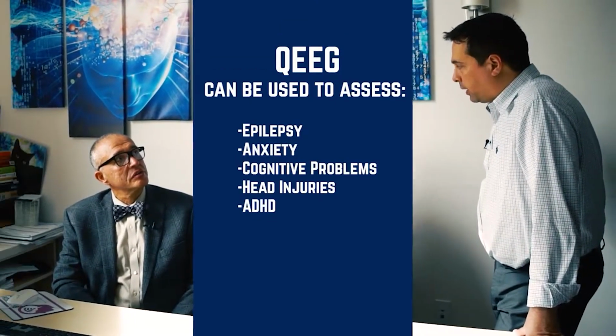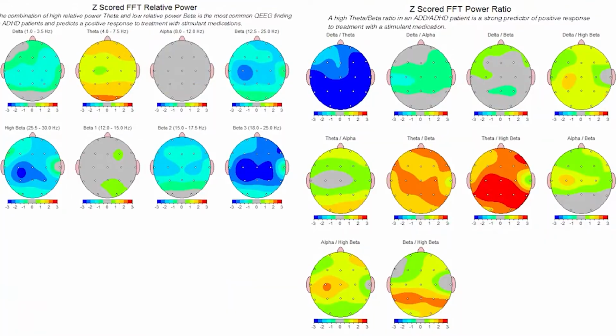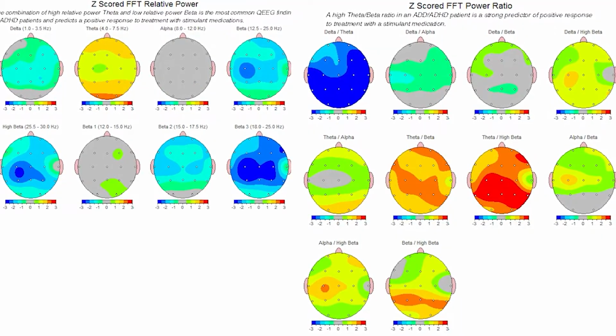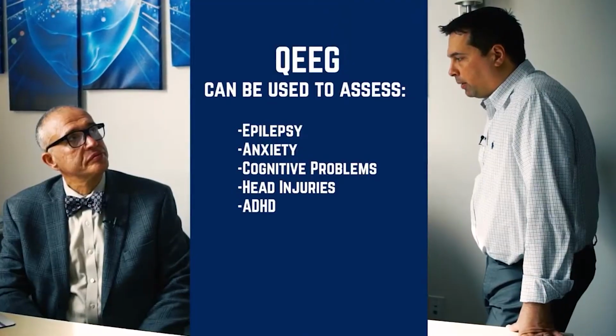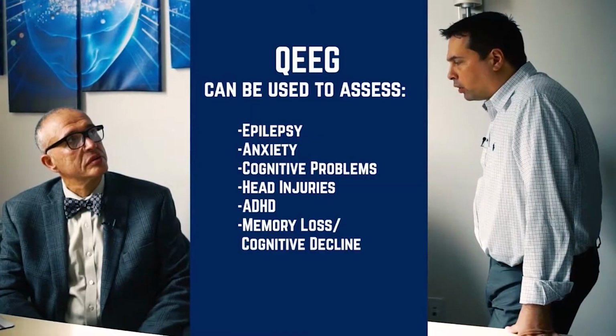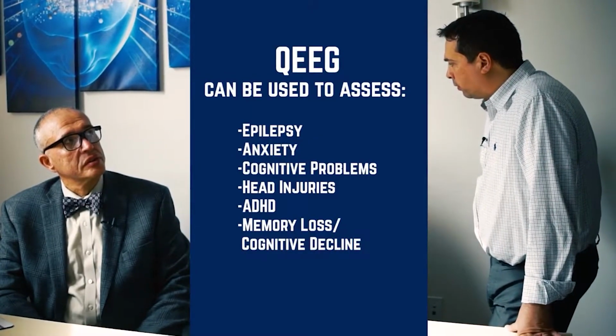There are multiple subtypes, yes. There's one that's most common where there's a lot of slow activity in the frontal lobe. That's where we have our executive functions, attention, and that's certainly most common. We can also look at memory loss and cognitive decline, amongst any other brain-based issues.